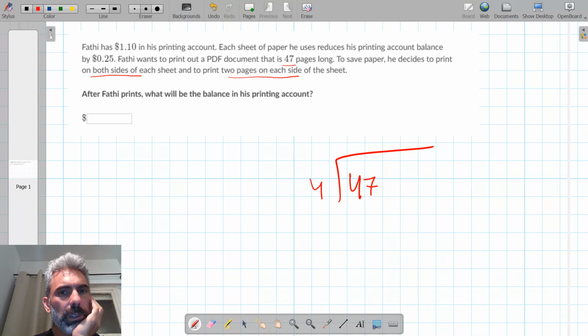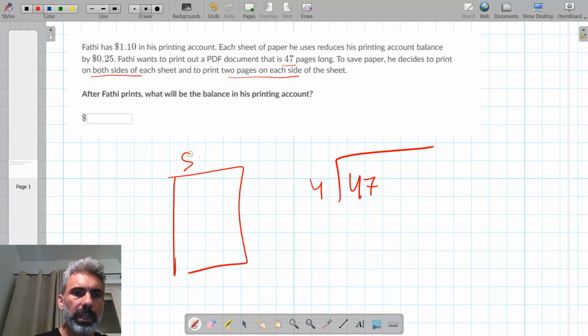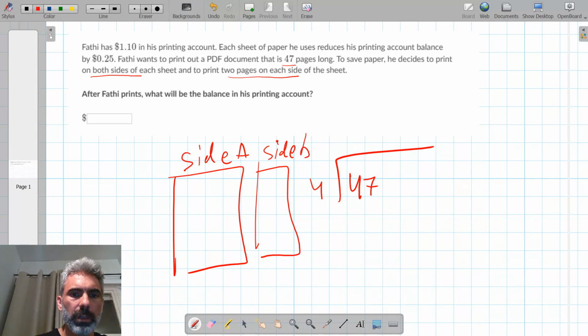So it means you can print 4 pages on one sheet, right? Because if this is one sheet, this is side A, and this is side B of the sheet, and on each side you can print 2 pages from the PDF document. So this is 1, 2, 3, 4 pages that you can print on each sheet. So we need to divide 47 by 4.